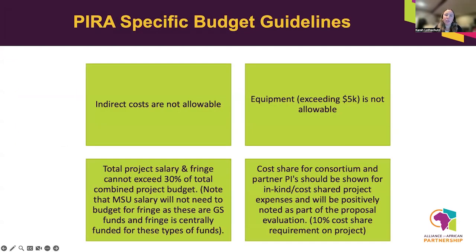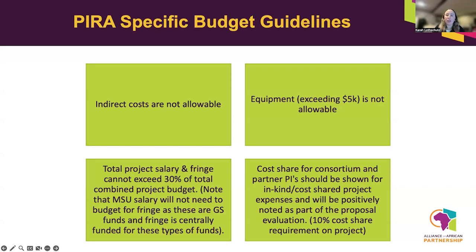So, some PIRA specific budget guidelines. Again, indirect costs are not allowable. Equipment exceeding the $5,000 is not allowed. Anything under that would be listed under other direct costs or supplies. The total project salary and fringe cannot exceed 30% of the combined project budget. Note that MSU salary will not need to budget for fringe, as these are GS funds, general fund funds, and fringe is centrally funded for these types of funds.